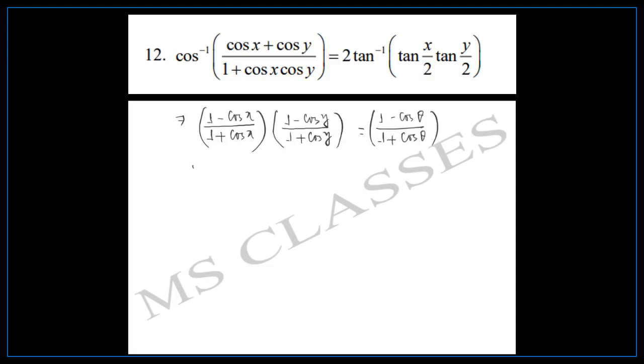Now this is what? Tan square x by 2, tan square y by 2, tan square theta by 2. So here we take tan theta by 2 as one of the values, as tan x by 2, tan y by 2. Now here both plus as well as minus are possible, but here we take the positive value only.